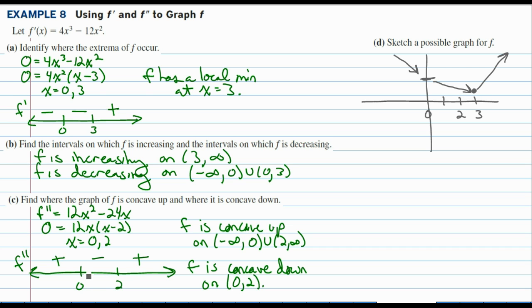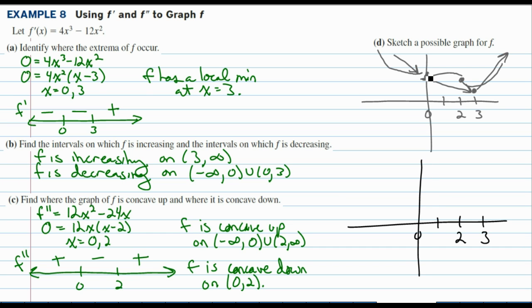Now, the concavity part, I can see from negative infinity to 0, I'm concave up. And then between 0 and 2, concave down. But then there's an inflection point at 2, which was not marked there. And then from 2 to infinity, concave up again. So now I can make my final sketch.